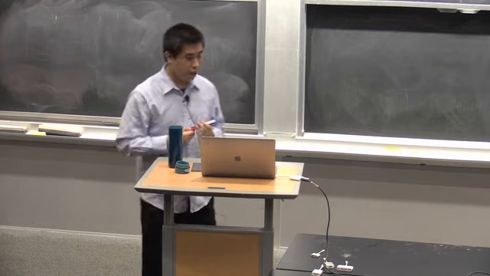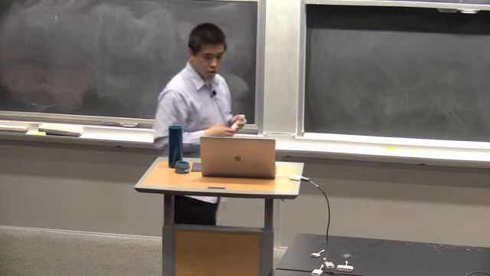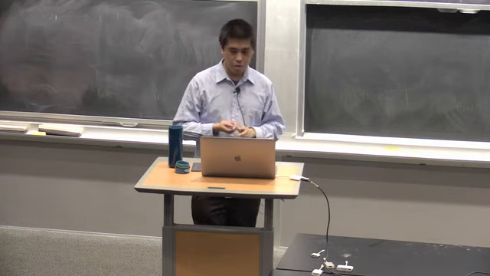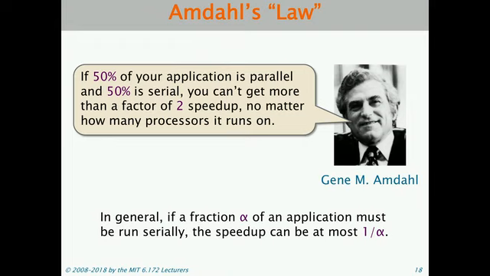So we're actually going to analyze how much parallelism is in this computation. I'm not going to tell you the answer now, but I'll tell you in a couple slides. First, we need to go over some terminology. Whenever you start talking about parallelism, somebody's almost always going to bring up Amdahl's law. Amdahl's law says that if 50% of your application is parallel and the other 50% is serial, then you can't get more than a factor of 2 speed up, no matter how many processors you run the computation on.